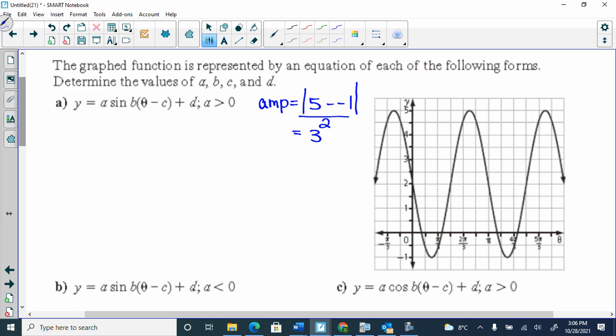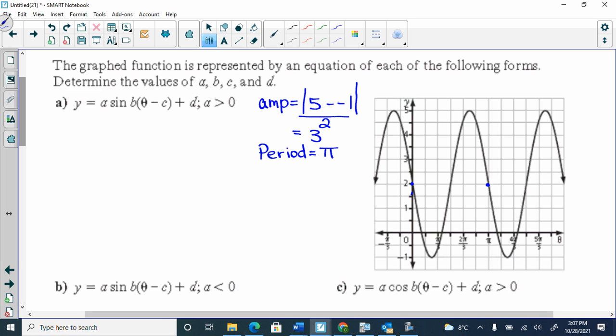The next thing I need is the period, because the period does not get me B, but it helps me get B, doesn't it? So the period, okay, I'm going to start here on the y-axis. I always try that first. If it fails, then I go to mins, max, whatever, right? I'm going to go past a min, past a max, back up to that height. And where did it happen at? Pi. Did my period shrink or get bigger? My period shrunk. It was 2 pi before, right? Now it's pi. Let's think about that. So the period is pi.